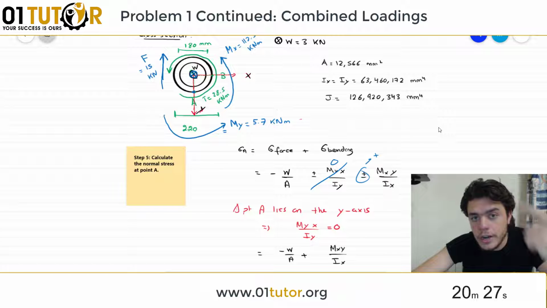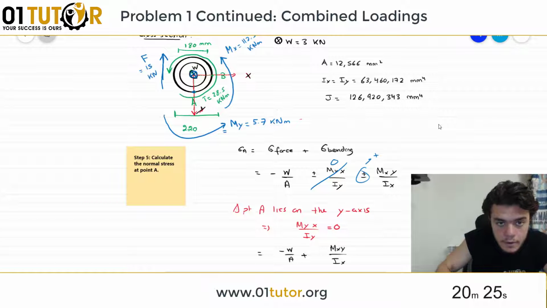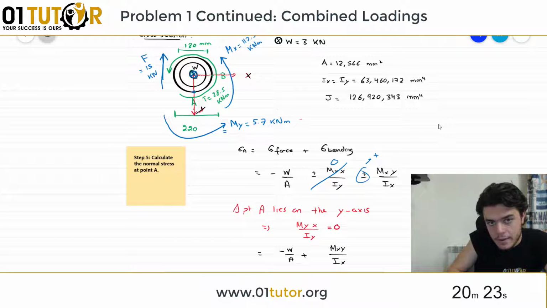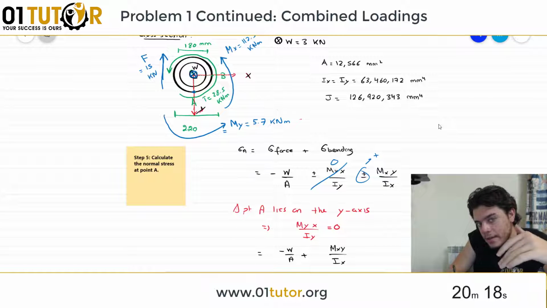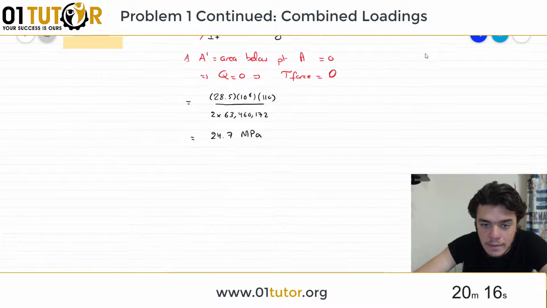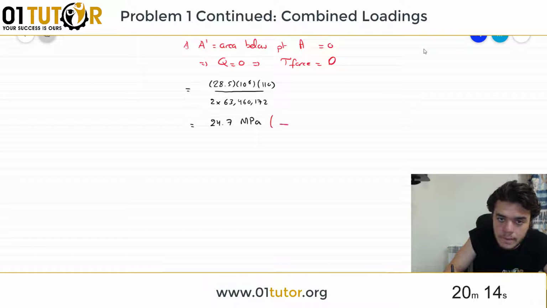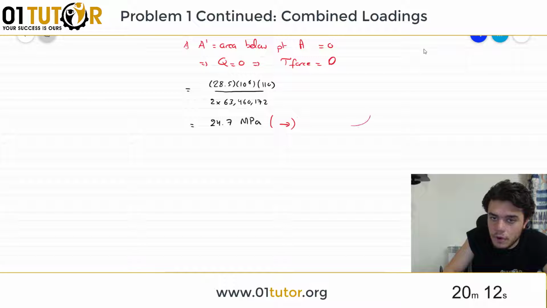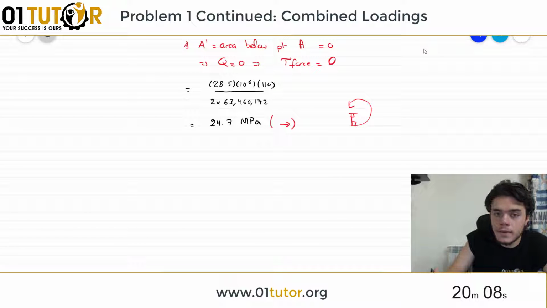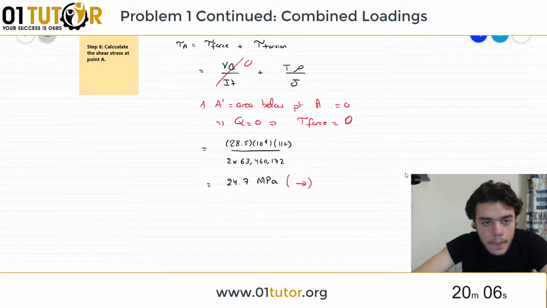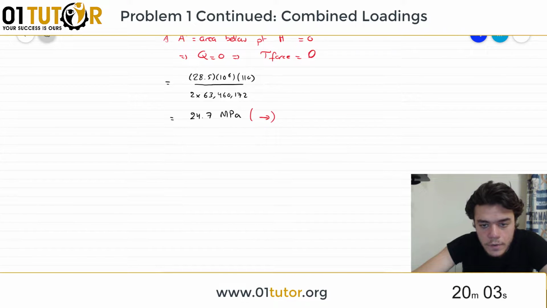It follows the torsion and it's perpendicular to the radius. So it is to the right. Okay, because the torsion acts in an anti-clockwise fashion. The shear stress at A is going to be horizontal and to the right, so like this. Okay, because it follows the anti-clockwise fashion and it's perpendicular to the radius. Alright? So now we repeat the process.